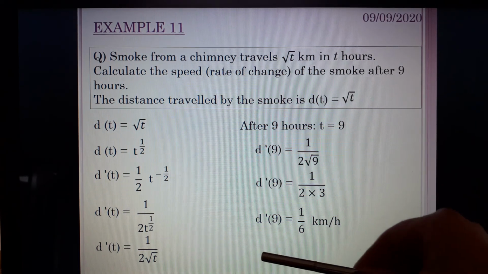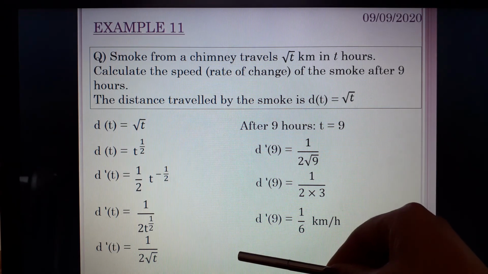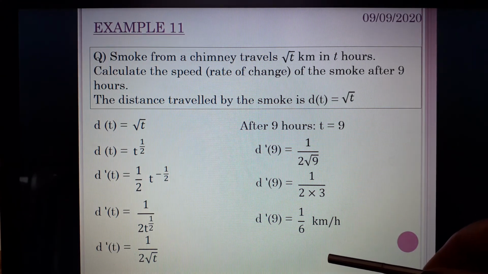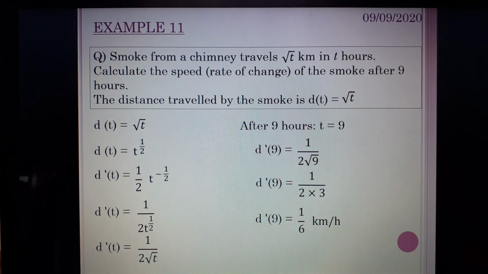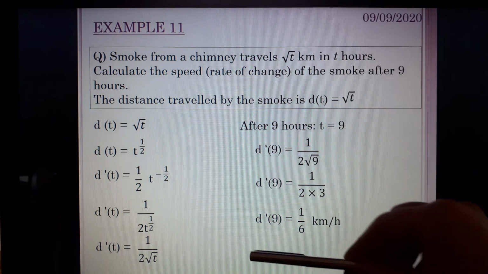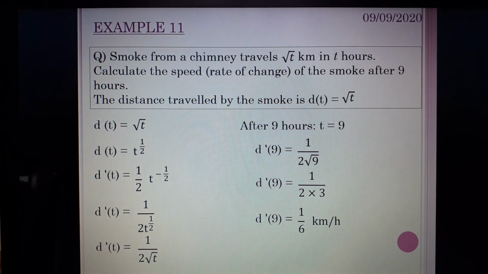Now I haven't got it on this, I'm going to add it to it right now, but can we finish that off back in the context of the question? Speed equals 1/6 kilometres per hour. Okay, just back into the context of the question there.